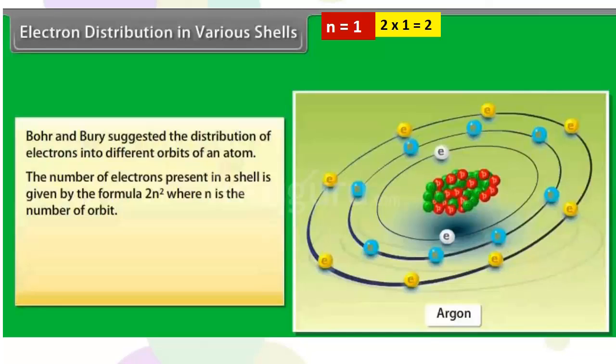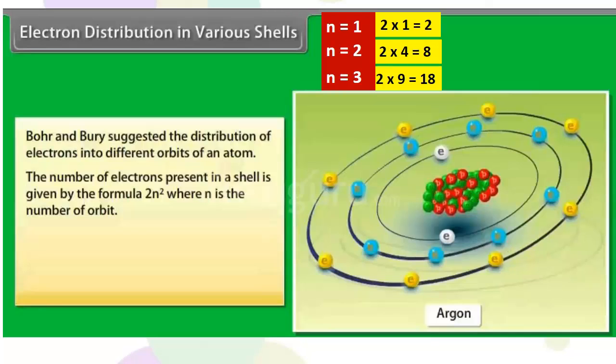Now this is the shell which is nearest to the nucleus, called the first shell, and then second, then third and fourth. Similarly for n equal to 2, 2 times 4 is 8. So the second shell has 8 electrons, and then n equal to 3, 18, and so on.